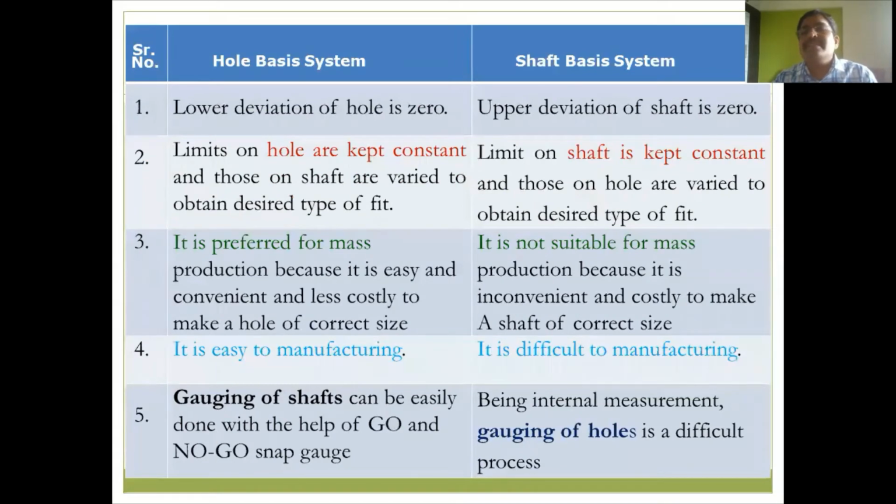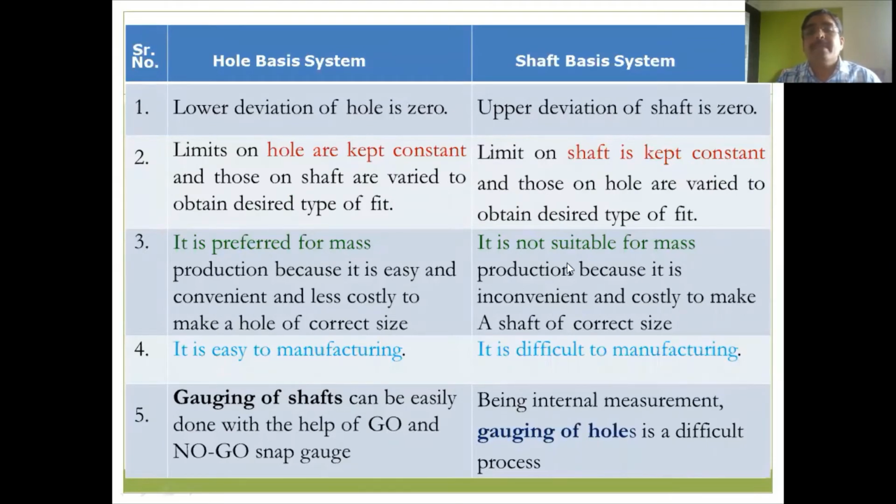Now here I have just shown the comparison. Whatever points I discussed, the same points are given here. So the lower deviation of the hole is 0. Yes, I already discussed. The upper deviation of the shaft is 0. This I also discussed. In the hole basis, the hole is a constant member, and in the shaft basis, the shaft is a constant member. Yes, it is used in mass production. As I told you, in industry we use the hole basis system. So it means that it is more convenient and easy to produce or vary the size of the shaft.